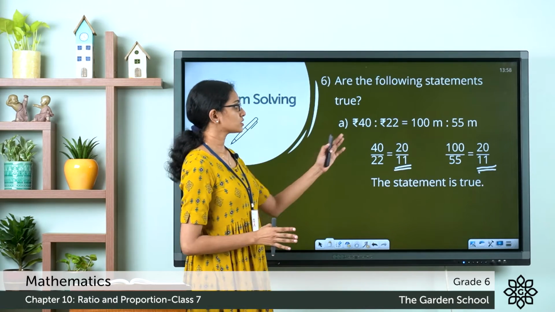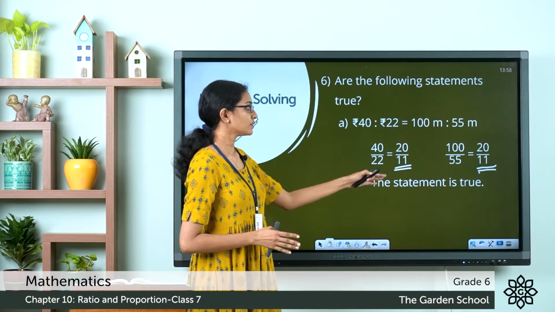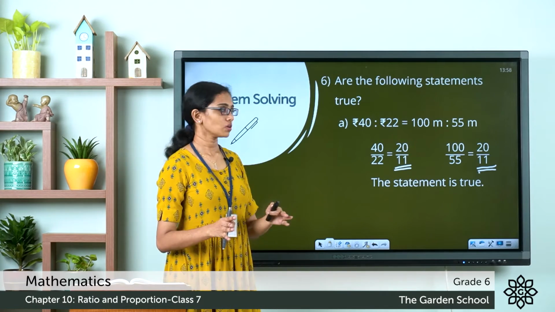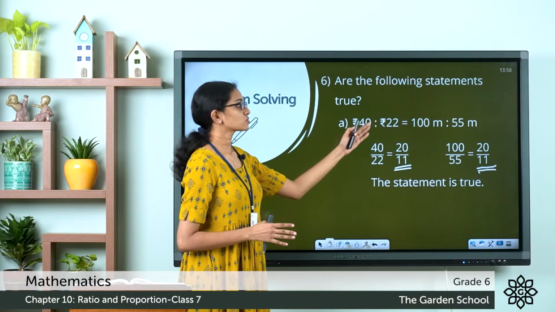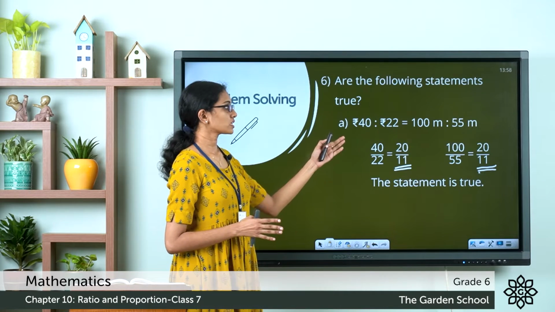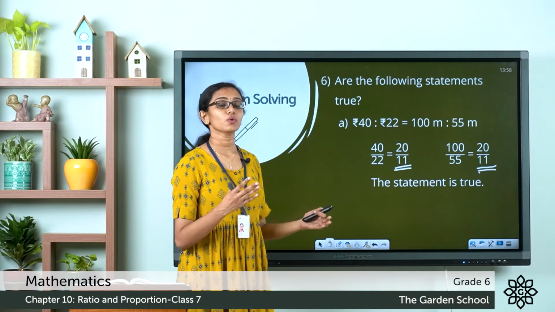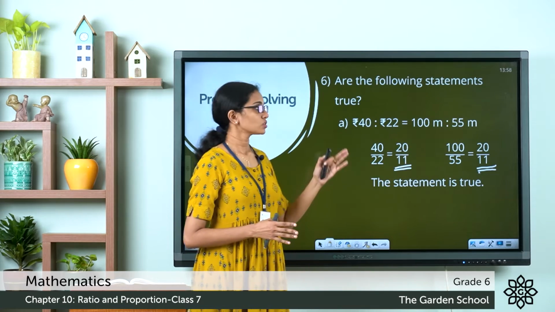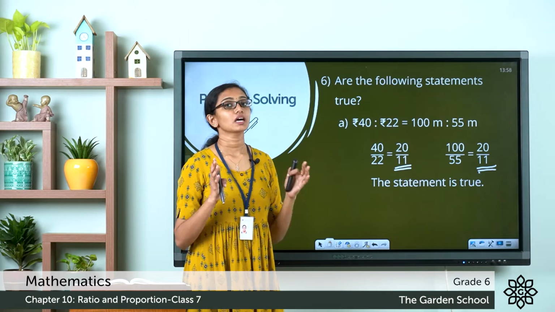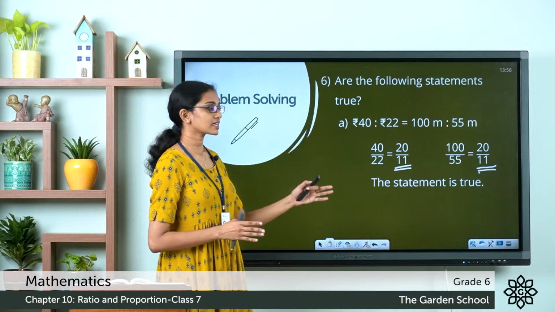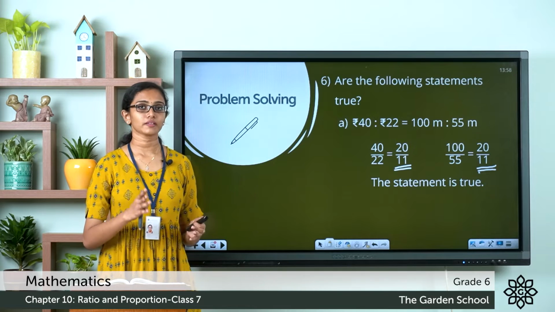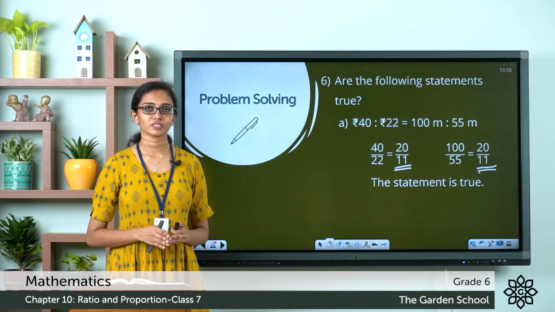Now look at the two fractions, 20/11 and 20/11. Both are equal. So the ratio rupees 40:22 is in proportion with 100 meter is to 55 meter. So the statement given here is true. You can write the statement is true. Now check out the rest of the statements given here and state whether each statement is true or false.